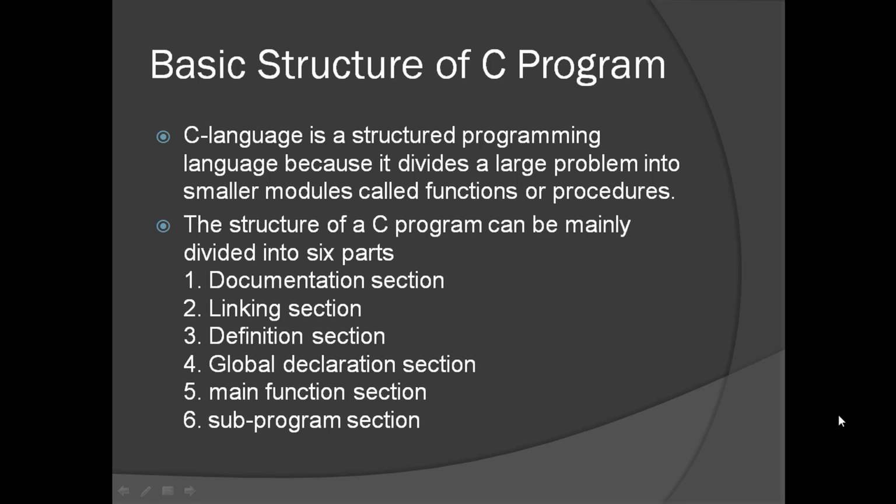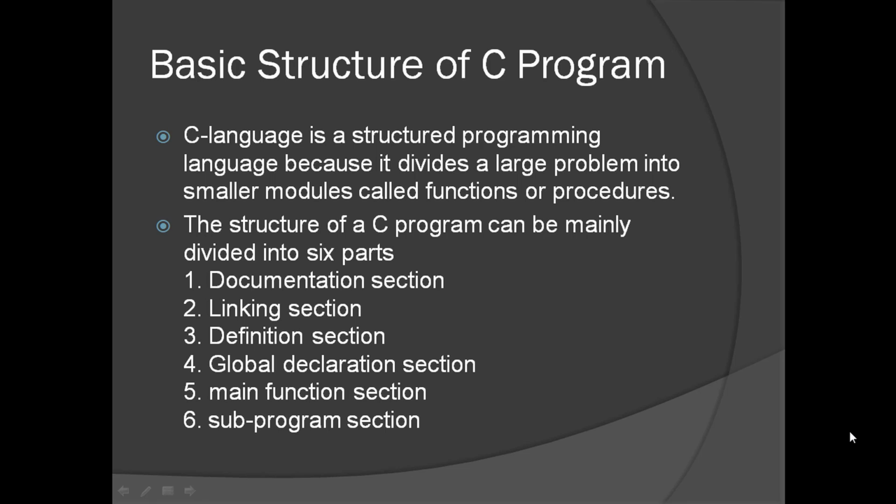So C is a structured programming language where we can divide a large problem into subprograms so that it will be processed easily. Without functions we cannot write a single C program because C programming starts from the main function, right? So without the main function we cannot write C programs. C programs generally start the execution from the main function.